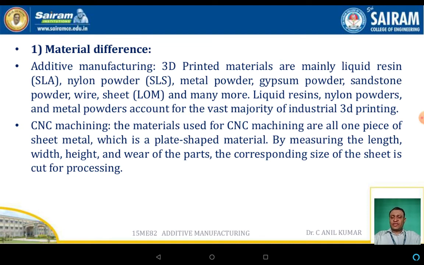But in the case of CNC machines, the material used is all one piece, either sheets, metals, or non-metals, or even natural materials, in the form of sheets or blocks, by measuring the length, height, width and the corresponding size of the material which is required for the processing.